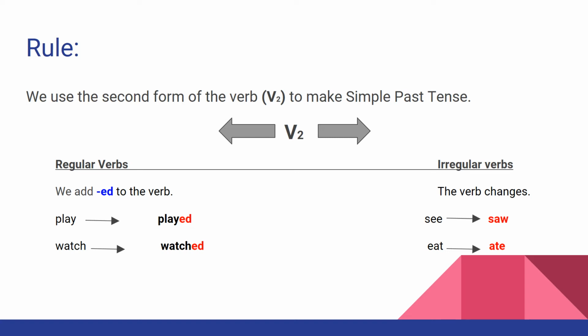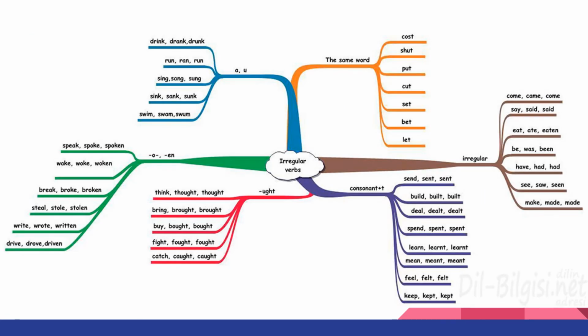The second way is called irregular verbs. In irregular verbs, we change the verb. So see becomes saw, eat becomes ate. Here you can find some examples of irregular verbs and how we change them.